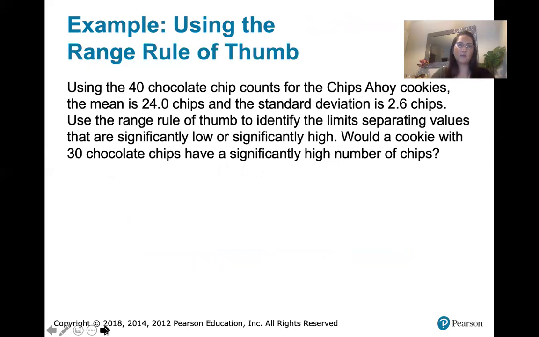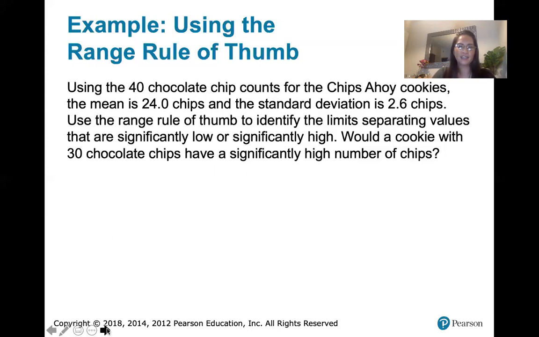It says, using the 40 chocolate chip cookie counts for the Chips Ahoy cookies, the mean is 24 chips. So the mean of chips in those 40 cookies is 24, and the standard deviation is 2.6 chips. We're asked to use the range rule of thumb to identify the limits separating values that are significantly high and significantly low from those that are typical or less significant. And then the question says, would a cookie with 30 chocolate chips have a significantly high number of chips?